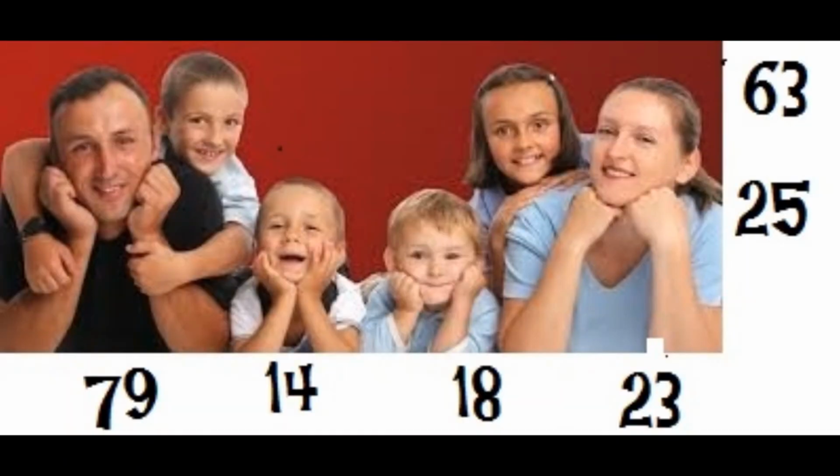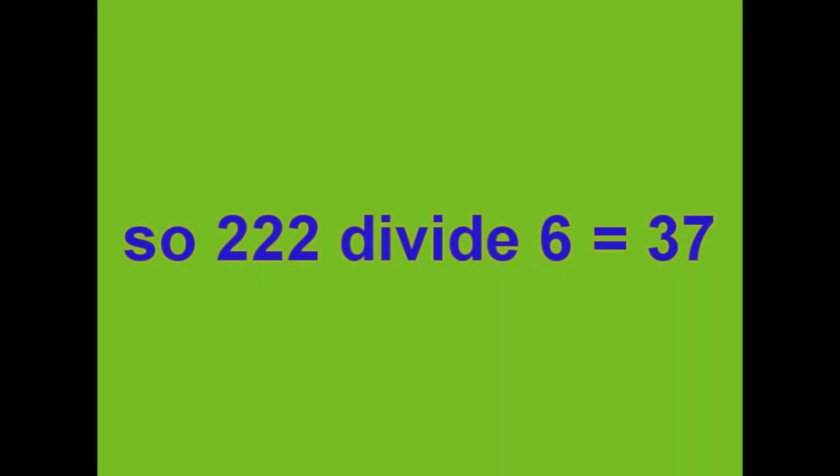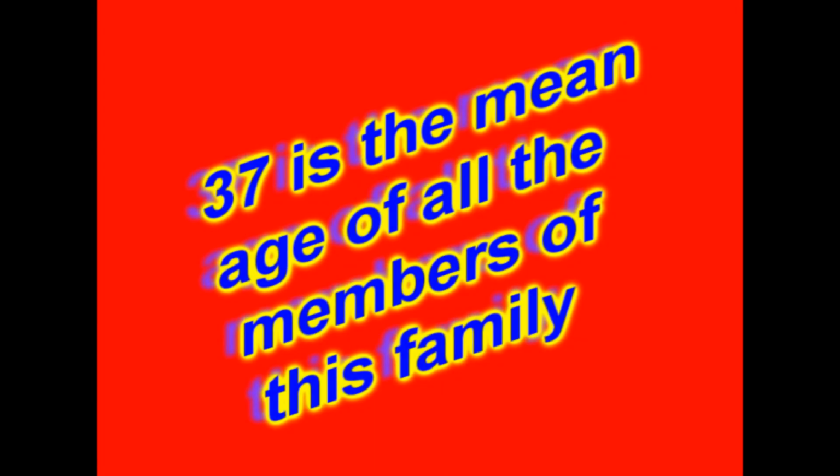Let's use the procedure to find the mean age of the members of this fine looking family. If we add them all up using a calculator, or by hand if you like, the total of the ages is 222 years. But then, we need to divide the total by the number of ages we added, which is 6. So, 222 divided by 6 is 37. So that 37 is the mean age of all the members of this family.